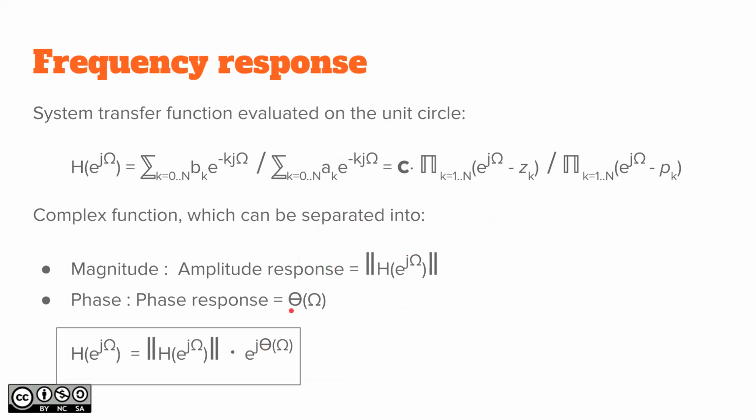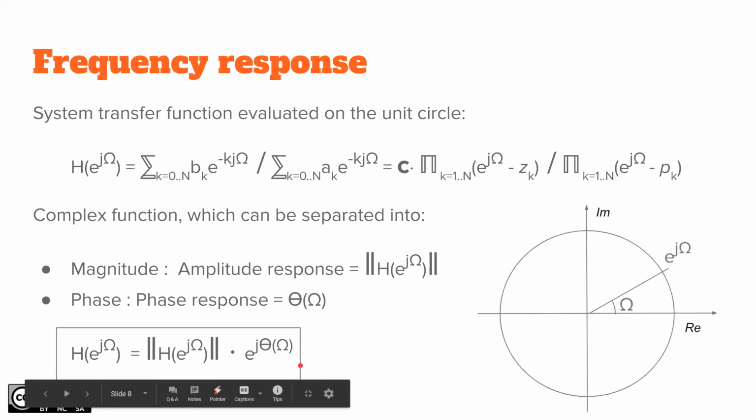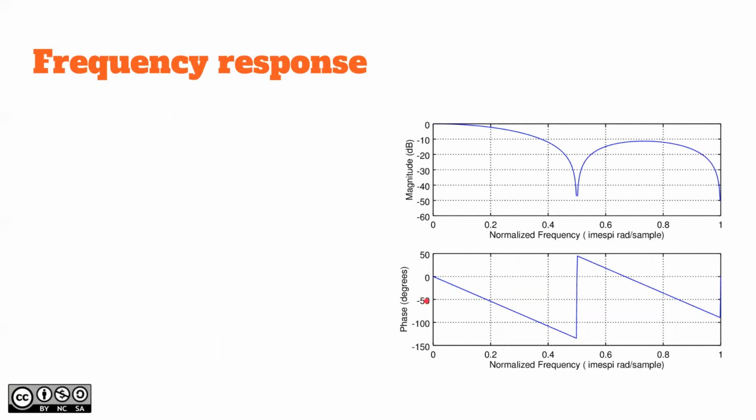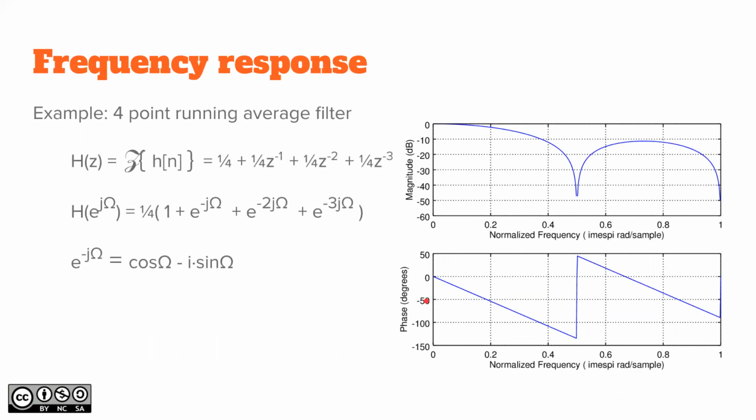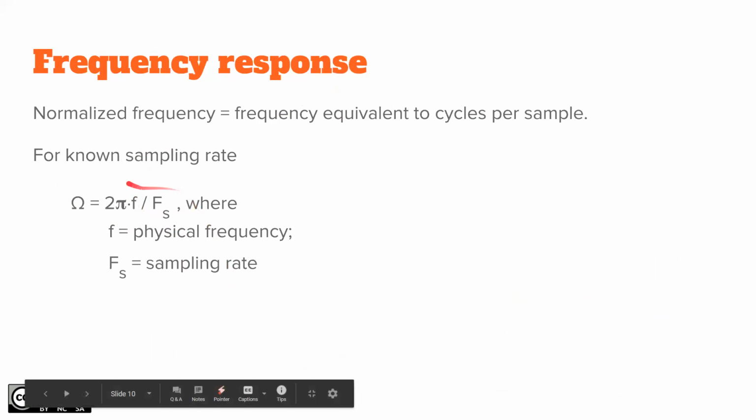TGIF. So phase response is simply the phase part of the frequency response. Okay. And that's the 4-point running average filter example. And here's the formula for how to calculate the omega for any given frequency, and the physical frequency when you have the sampling rate known.